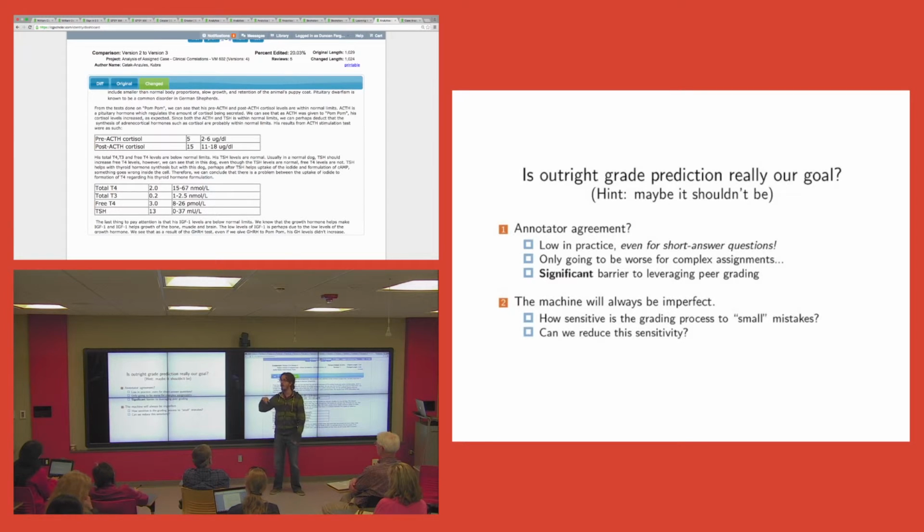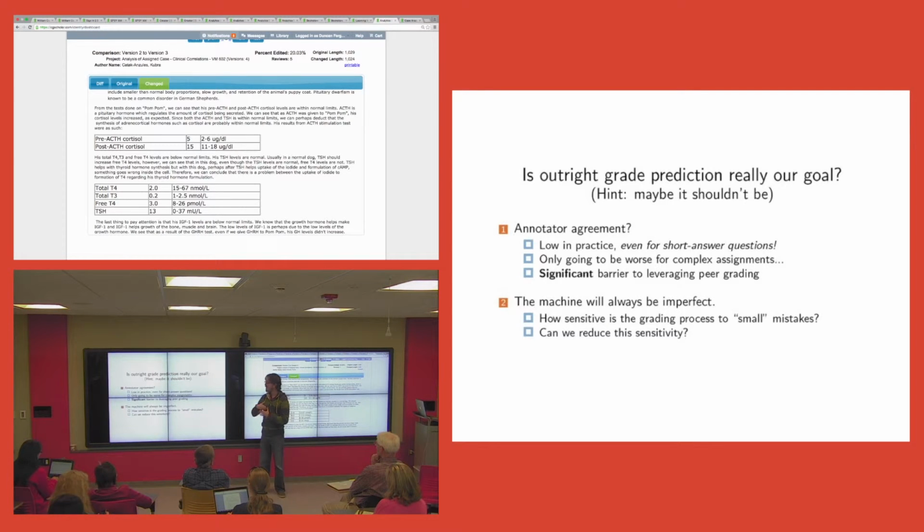It's not just, oh, I can take the average of the 3 peer scores and that's it, I don't have to think about grading, right? That doesn't work that way. And the machine will always be imperfect. It's never going to be perfect. It's always going to make mistakes, right? It's unrealistic to expect that we can come up with a perfect grader that will never make any mistakes. It's always going to screw up.